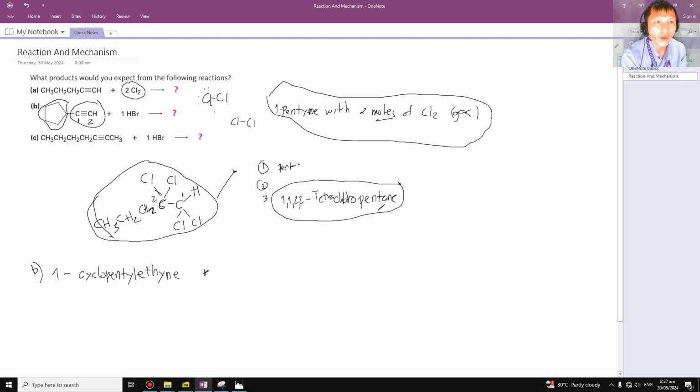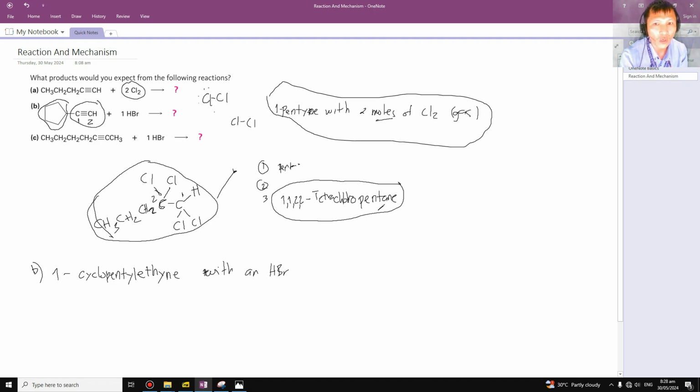What is the product? So my problem would be, what products would you expect from reaction of 1-cyclopentylethyne with HBr. So I will be spelling it as HBr, not hydrobromic acid, because maybe it will give you a headache again. Okay? So what is the product from 1-cyclopentylethyne with HBr?